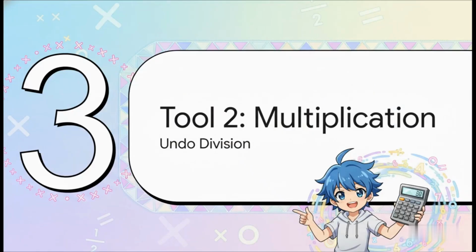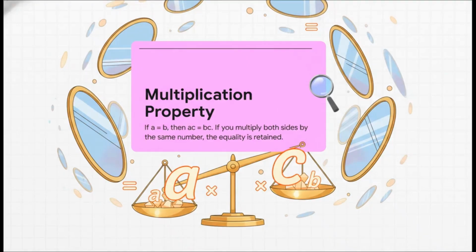All right, let's keep building here. What if your variable isn't being multiplied? What if it's being divided, like say x over 4? Well, that's a different kind of problem, so we're going to need a different kind of tool. So, meet the multiplication property of equality. It's basically the mirror image of our first tool. This one says that if you multiply one side of the scale by a number, well, you've got to multiply the other side by that very same number to keep everything in balance.